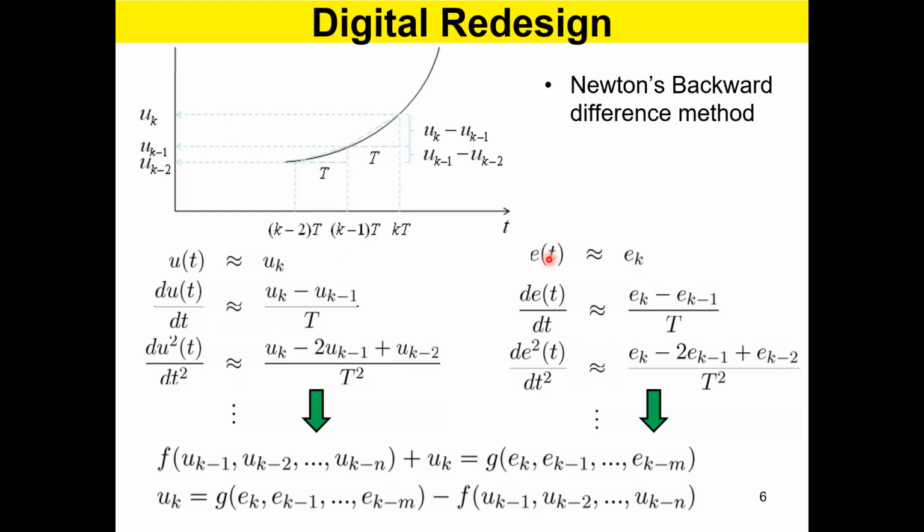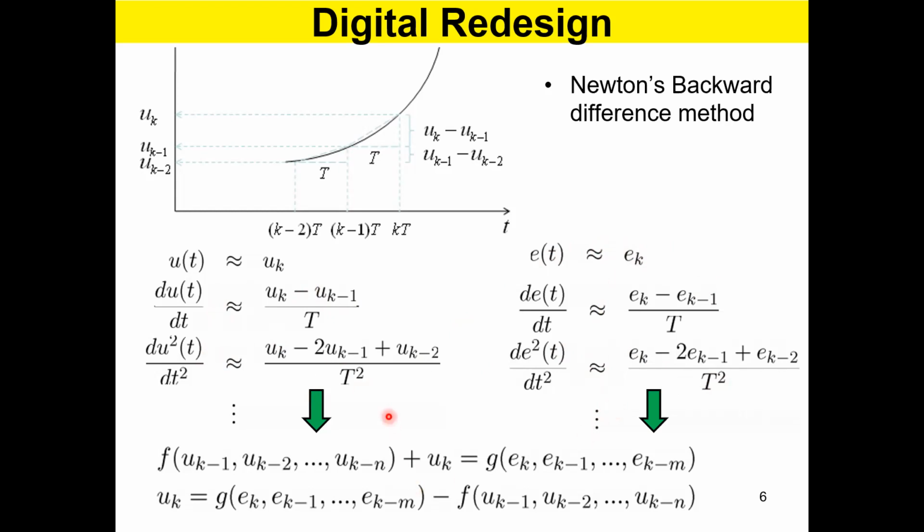Similarly, this is u(t), and this is the error. If you want to calculate the rate of change of error, these are the equations. I have done it for the second derivative. You can continue for the third, fourth, fifth, or whatever derivative is in the equation.